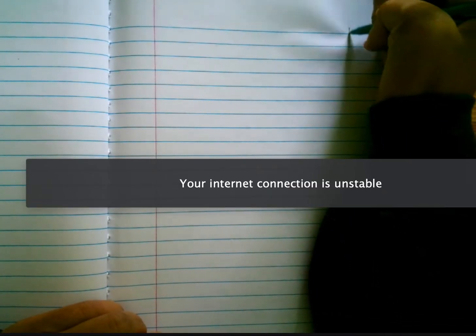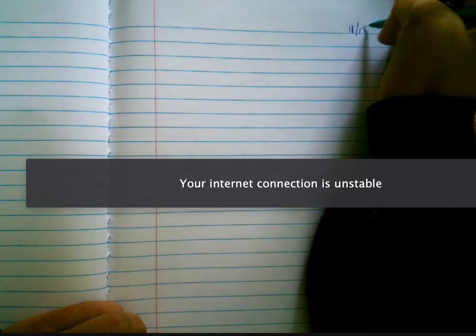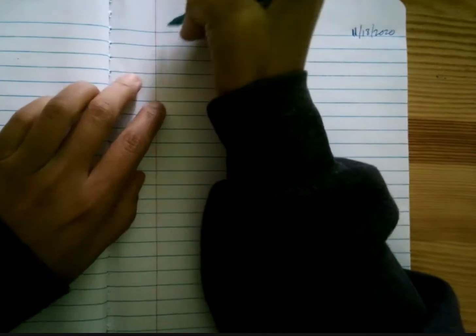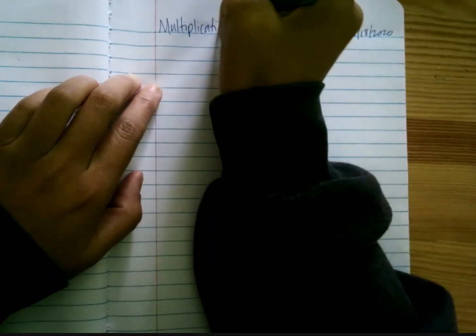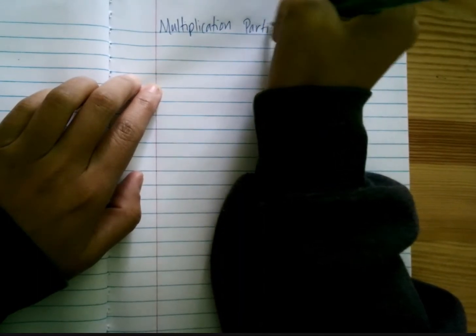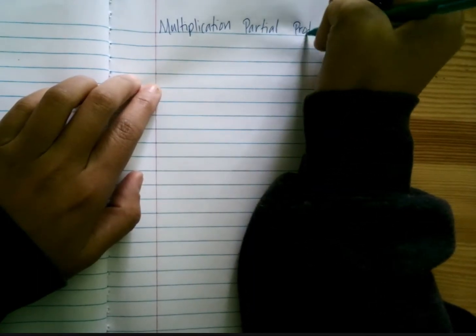Today we're going to review double-digit multiplication by one digit, also known as the partial product. We covered this earlier this week, so this is just a recording so you guys are ready for your quiz. Today is 11/18/2020. Multiplication, partial product.